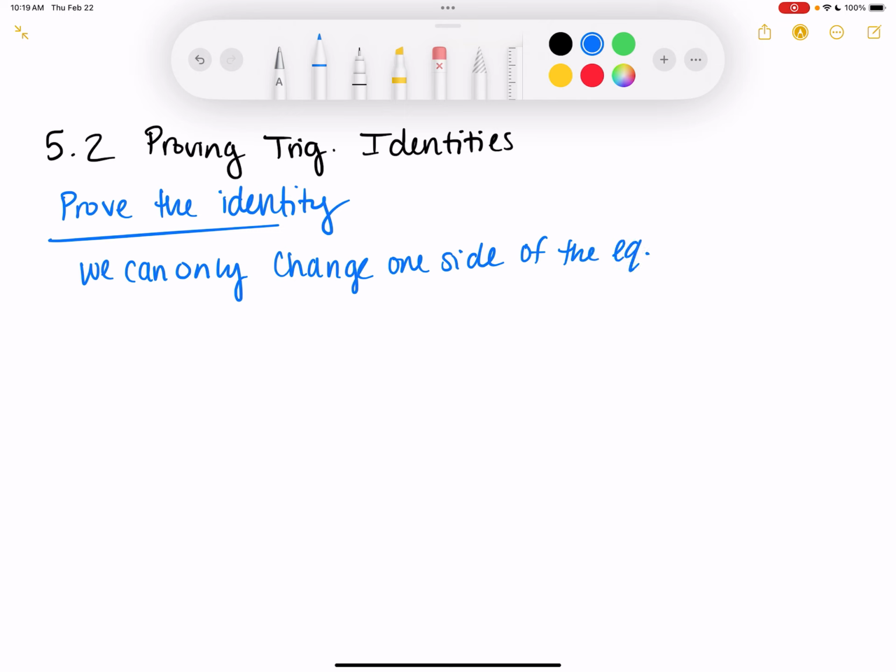Now, it might specify which one we have to change and manipulate, or it might not. If it doesn't, you can pick. Typically, it's the left that's getting manipulated, but if it says LHS, anybody want to guess? Left-hand side. What would the other one be? RHS for right-hand side. Say the whole thing: right-hand side.